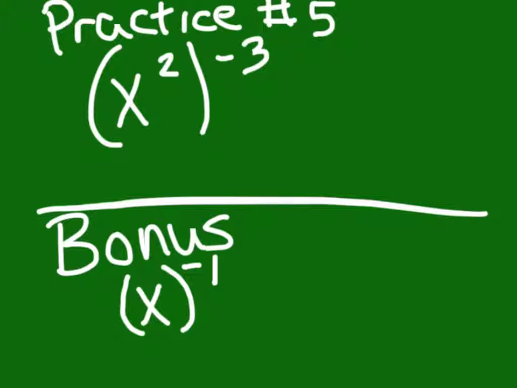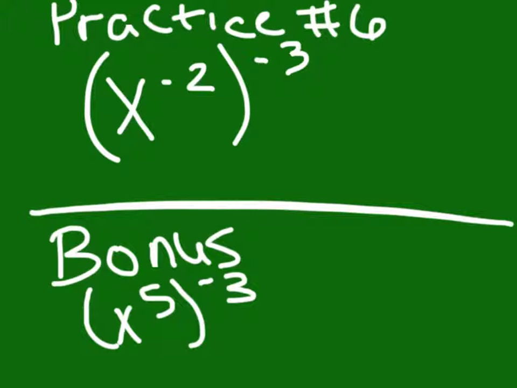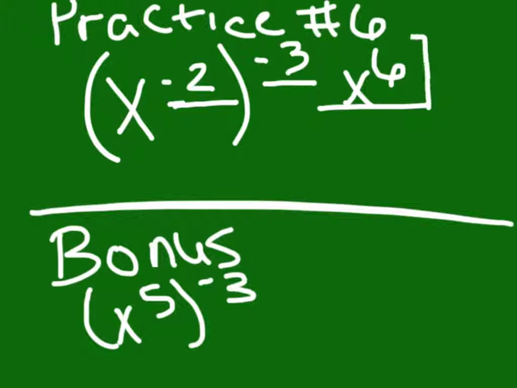We have x squared to the negative 3. 2 times negative 3 is negative 6. So we have 1 over x to the 6th. X to the negative 2 to the negative 3rd power. So we have negative 2 times negative 3, which is 6, so x to the 6th. That means there's nothing on the bottom, so x to the 6th.